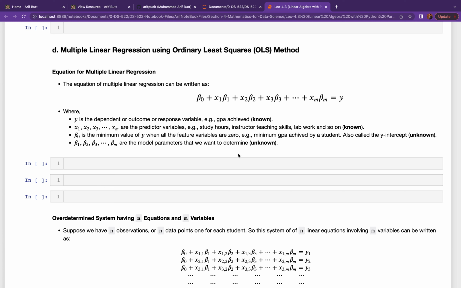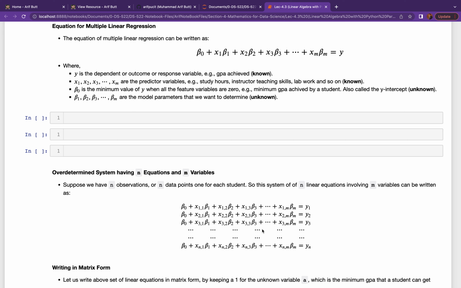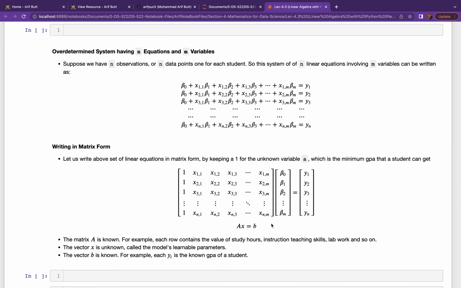And suppose that we have records for n different students. So in that case, this will be an overdetermined system having n equations and, let's suppose, m variables or m unknowns. So these are the equations, and we can write these equations in the matrix form as well. I hope this is making sense now.